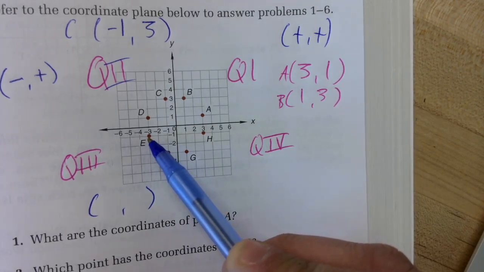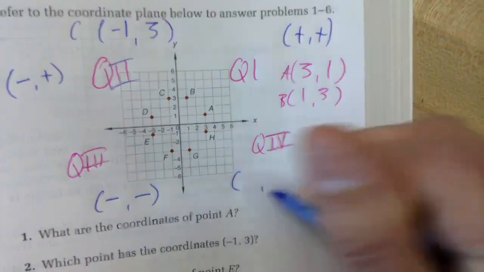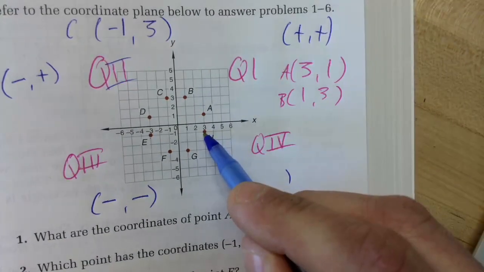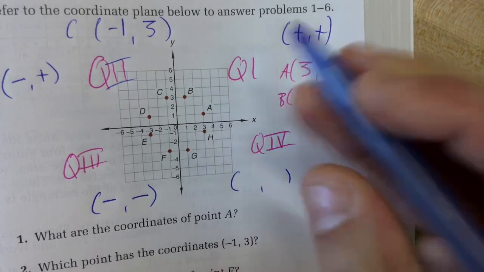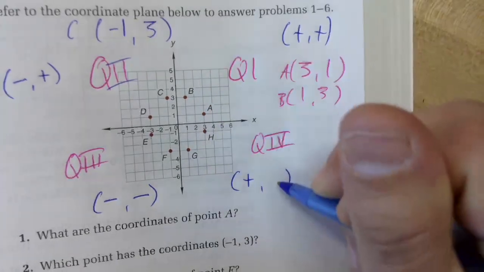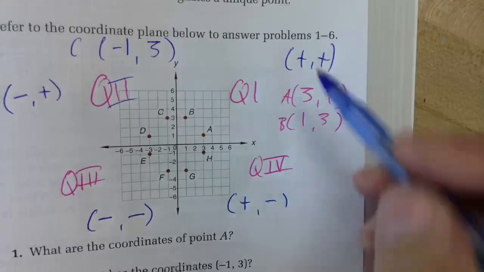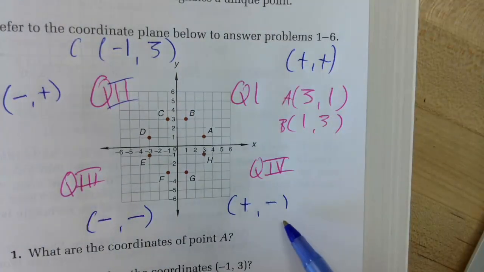They're both negative. And then over here in quadrant 4, look at H. Positive 3, negative 1. So I move to the right 3. That's a positive motion. I move down 1. That's a negative motion. They should all be different. Plus, plus, minus, plus, minus, minus, plus, minus.